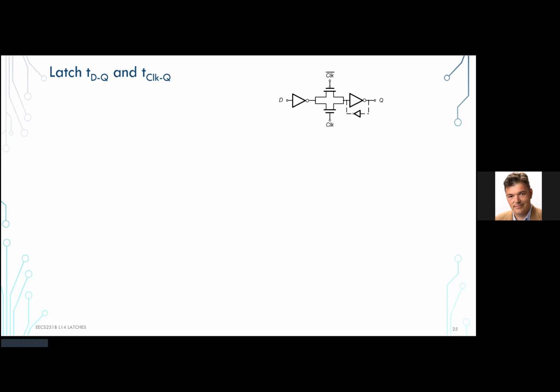Exactly. So there will be some intermediate node that will need to be discharged. Which one has to do that? Or if you look at this, the one that arrives the last is the faster one, so that clock to output delay would be the faster one. Okay, now I figured that out.